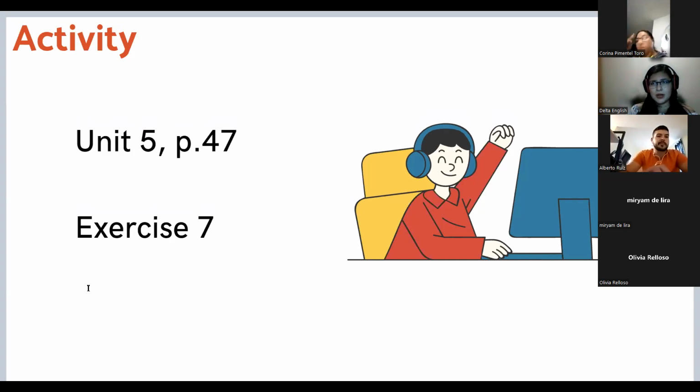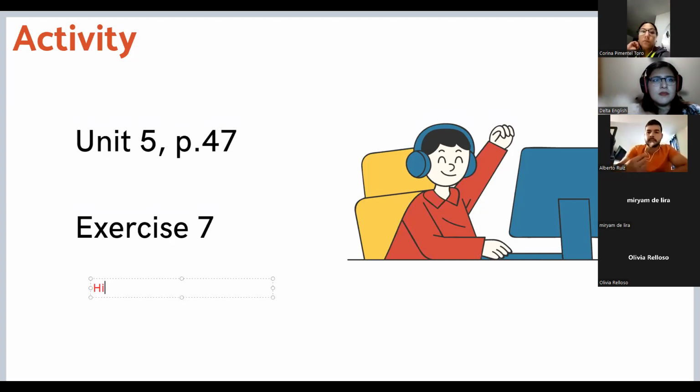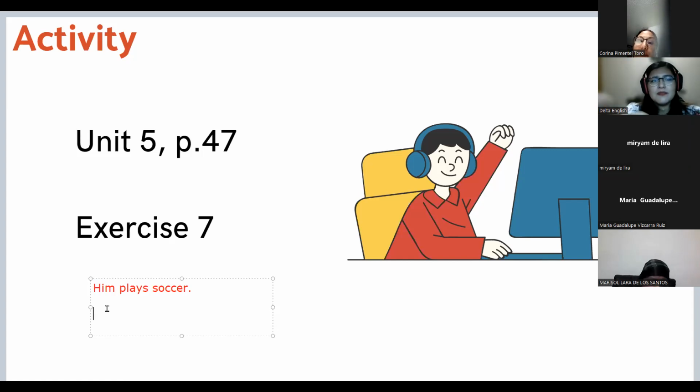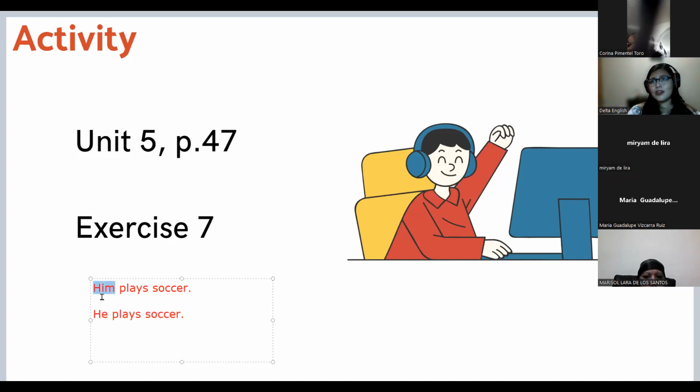¿Cuándo no lo puedo poner? Por ejemplo, him plays soccer. Ahí no lo puedo poner. ¿Por qué? Porque está mal. Him plays soccer. Porque él no la recibe, él realiza la acción. Exactamente. Gracias, Lupita. Entonces, ¿qué pondría aquí en lugar de him? He. So this is the right one. He plays soccer. Right? Entonces, nada más lo puedo usar cuando recibe la acción, no cuando la hace. Right?